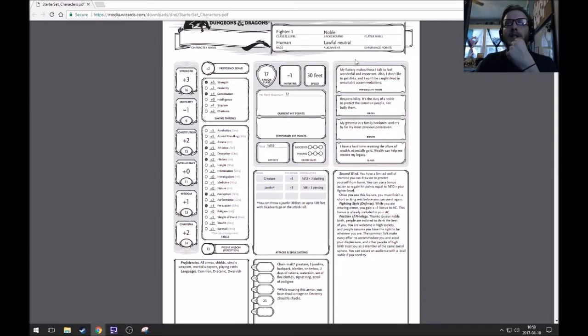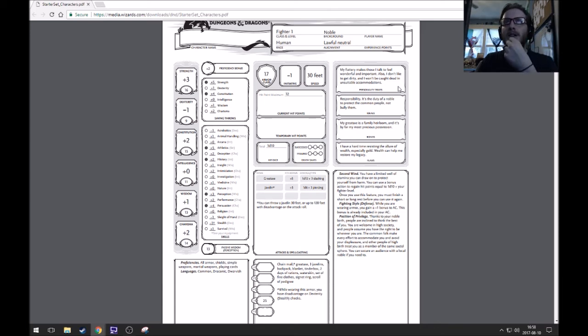The next section, this is entirely optional. This is basic personality traits, ideals, bonds, and flaws. These are cues for you how this character plays out if you're playing it like originally described. So, personality includes, my flattery makes those I talk to feel wonderful and important. Also, I don't like to get dirty, and I won't be caught dead in unsuitable accommodations. So this is the type of character who very much is like, I am a noble, and fuck you.